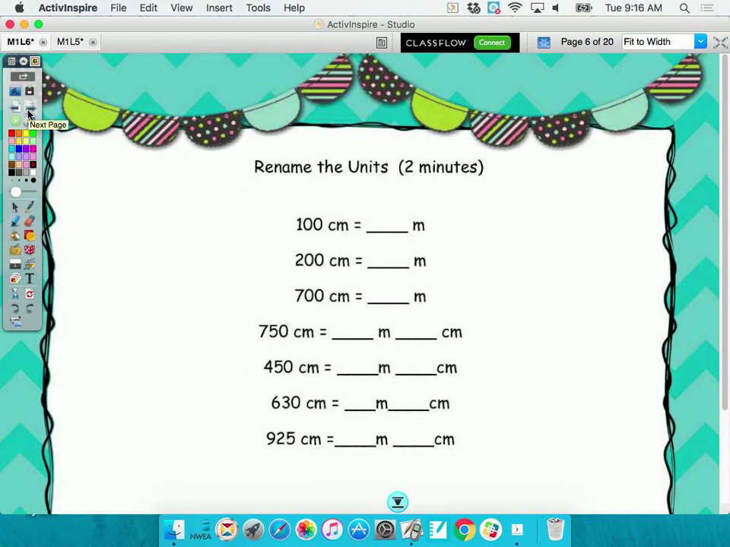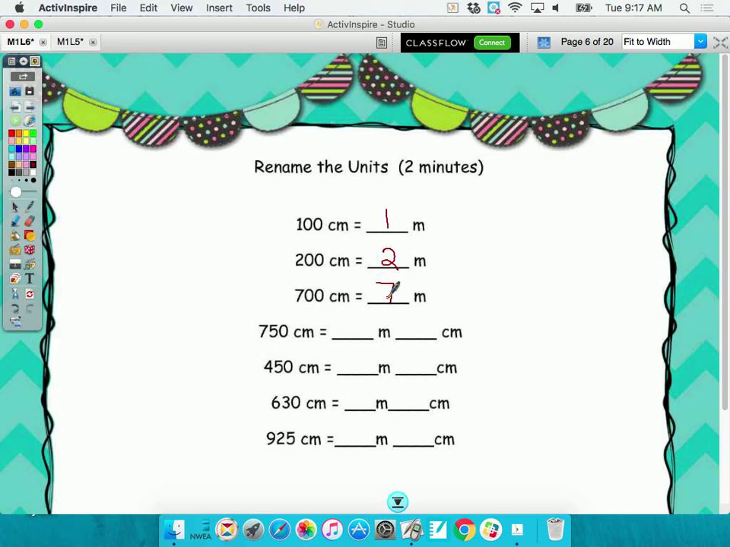This is a quick little review, but let's see if we can do this. You write and tell me answers at the same time, okay? All right, 100 centimeters equals? 1 what? 1 meter. 1 meter, good. 200 centimeters equals? 2 meters. 700 centimeters equals? 7 meters. Okay, look at this, 750 centimeters.